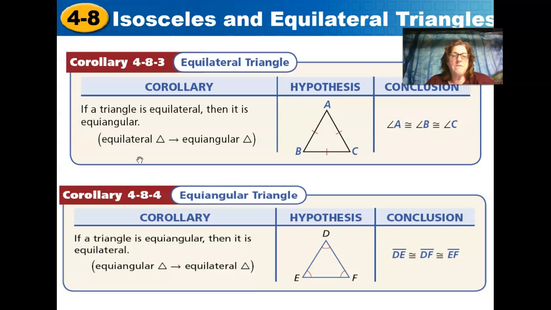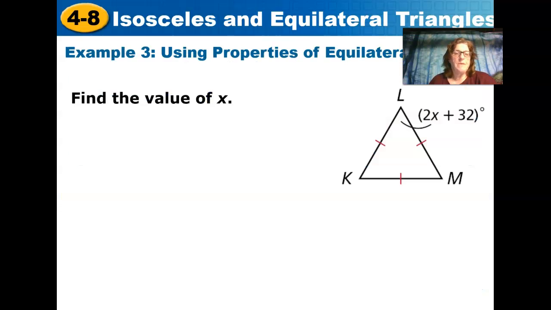The next one states the opposite. If a triangle is equiangular, then it is equilateral. All the sides are congruent if all the angles are congruent. So taking a look at this diagram, we see that it is an equilateral triangle. Therefore, the measure of angle L would be what? See if you can figure out what the value of x is.